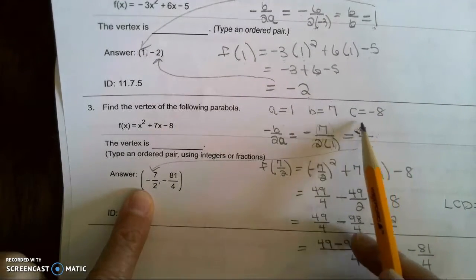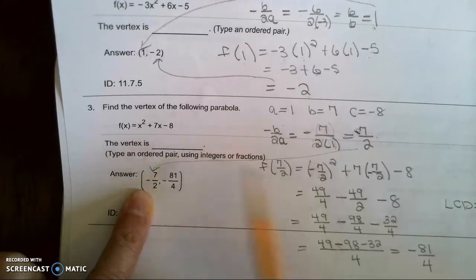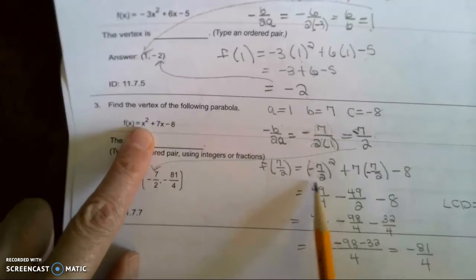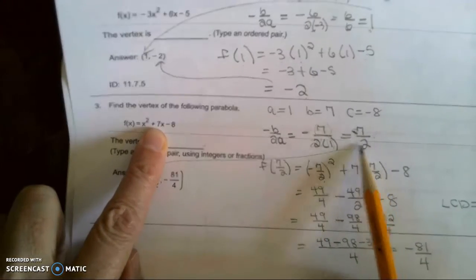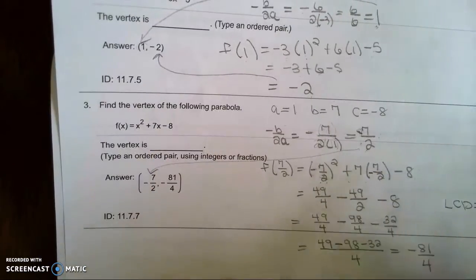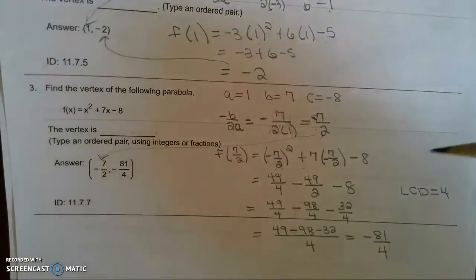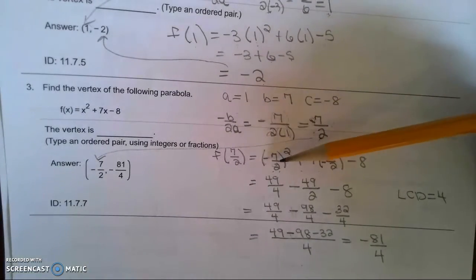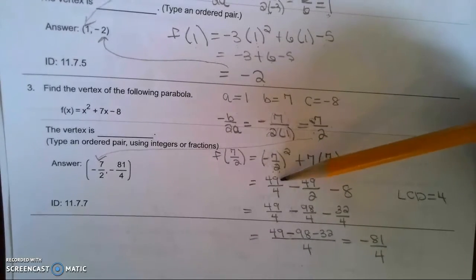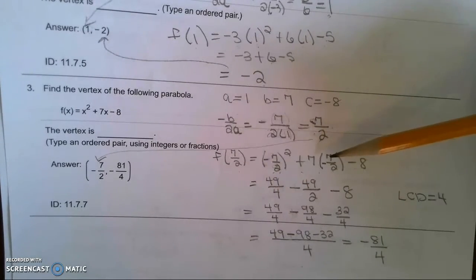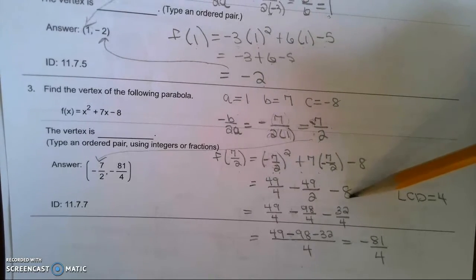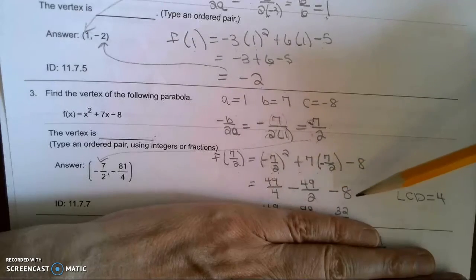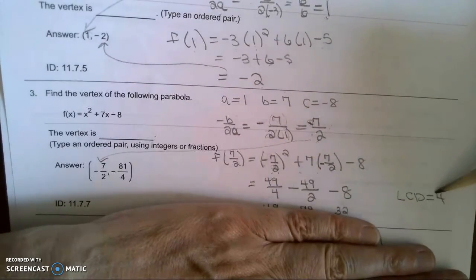Now the messy part. I'm going to plug this into the original function and simplify. Here's the original function: x squared plus 7 times x minus 8. That's pretty messy, and we'll have some fractions here. If I square, I get 49 over 4. Then 7 times negative 7 halves gives me negative 49 over 2, and then minus 8. To combine these three, I have to find the least common denominator, which is 4.